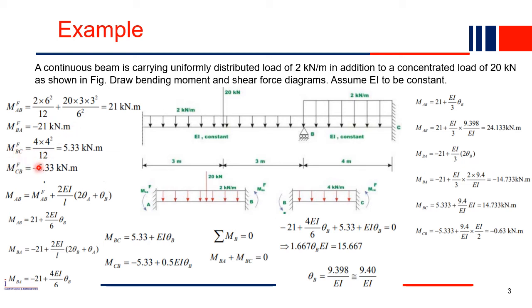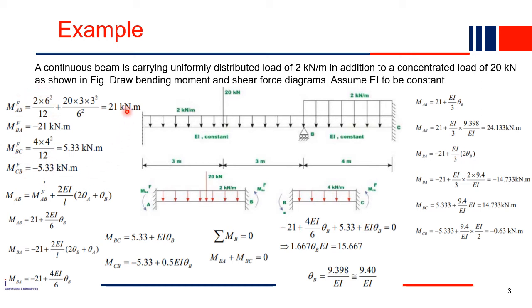Now MBC. MBC is this part, where only a UDL is acting, so the fixed end moment equation will be W L square by 12. Very simple. Here W is 4 and L is also 4, so 4 into 4 square by 12, which gives 5.33. Similarly, on the opposite side it will be minus 5.33.